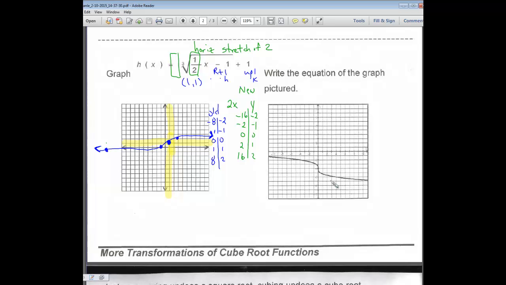Now let's write the equation of the graph pictured. Well, first off, let's look at it. If this is 0, 0, what did it do? Well, we know it moved down how many units? 4 units. We know that this is a reflection. This graph has a horizontal shrink by 1/2. So let's write this equation. Y equals negative the cube root of 2 times x minus 4.